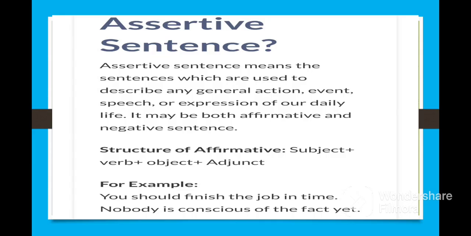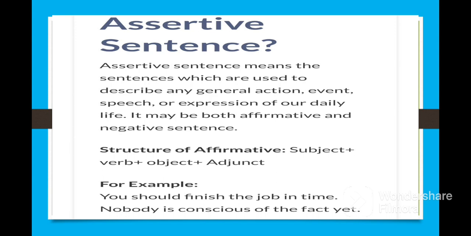Yes, now let us come to the topic. So first, let us discuss what is an assertive sentence. Assertive sentences are the sentences which are used to describe any general action, event, speech or expression of our daily life. It may be both affirmative and negative. That means an assertive sentence is nothing but a statement. So in that you may have positive and negative statements also.